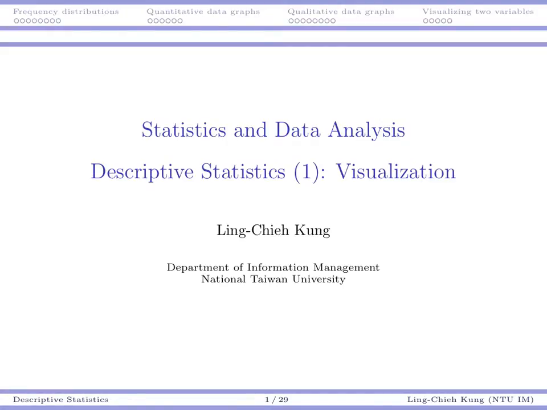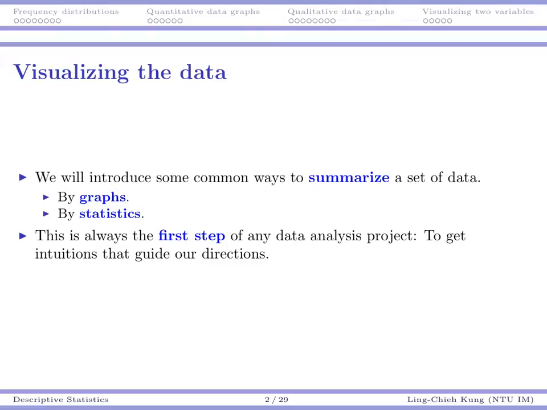Okay, so let's start. Basically, in today and the next lectures, we will talk about some common ways to summarize a set of data. When you are given a set of data, typically you want to do at least two things to summarize or to visualize it. One is to use graphs to give people a visualization of it, or you may want to use some numbers, or we say some statistics, to summarize the set of data. That is typically very important when you want to do a data analysis project.